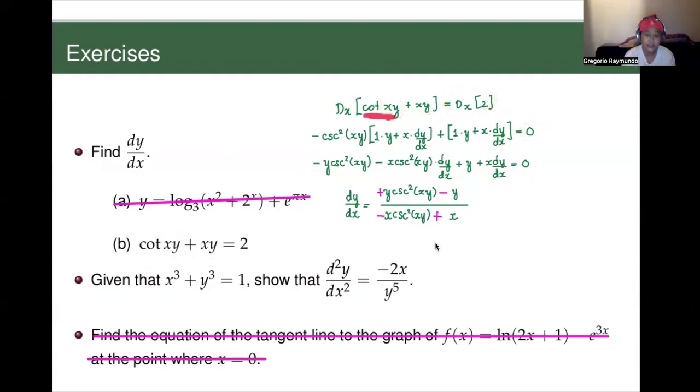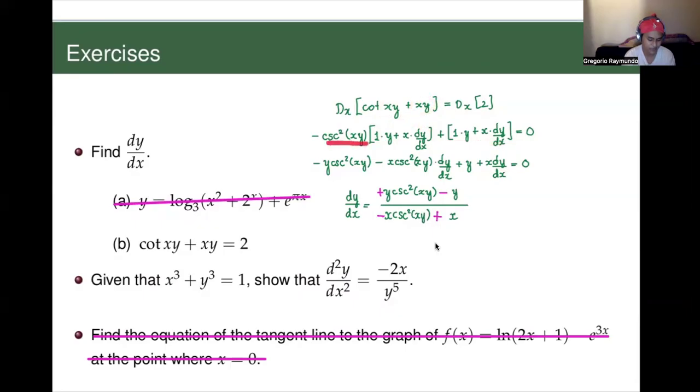For this one here, the derivative of cotangent xy: the derivative of cotangent is negative cosecant squared xy, because the derivative of cotangent is negative cosecant squared. Copy whatever is inside, xy, then the derivative of xy. What is the derivative of xy? Copy x. This is the chain rule part. Copy x, the derivative of x is 1 times y plus x times dy over dx. Plus the derivative of this x again, which is 1 times y plus x times dy over dx.